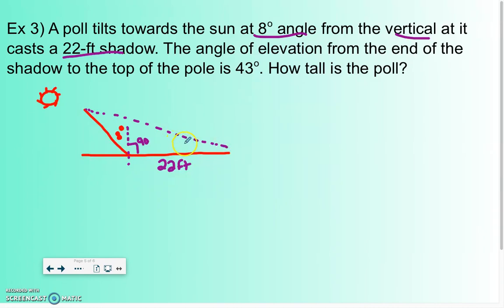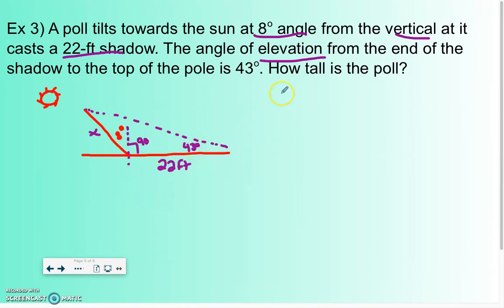Now I tell you that the angle of elevation, so you're looking up, we want to think of elevation as looking up. So I'm starting here looking up at the sun, it has an elevation of 43 degrees. So the question is, how tall is the pole? Looking at the scenario, given the information, we realize that we have an angle, side, angle relationship. So we're given ASA.